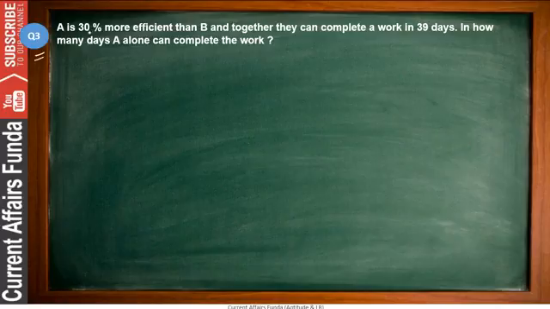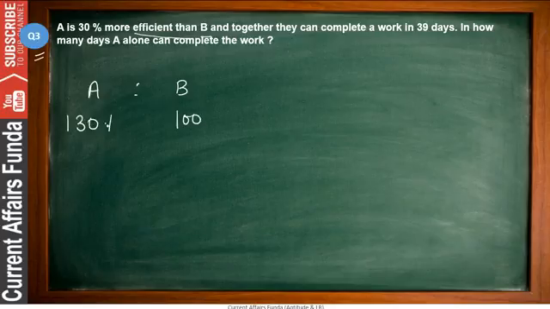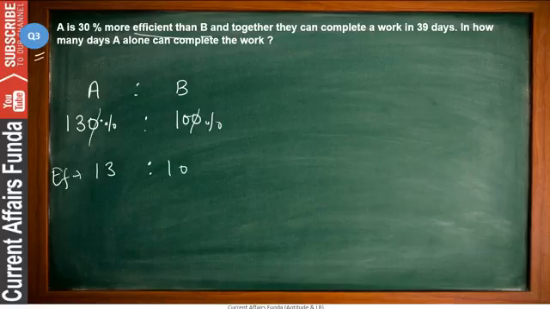Problem number 3 is like A is 30% more efficient than B. Okay, we can say like this: there are only 2 persons. Suppose B is 100%, then A is 30% more than that, which means A is 130%. So friends, the percentages will be calculated and the 0 and 0 will cancel out. So 13 and 10 will be the efficiency of A and B.